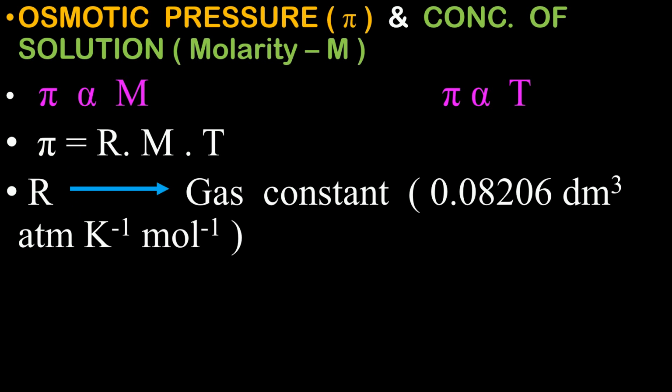Clear with this? Now guys, we all know what is molarity. Molarity is nothing but number of moles of solute divided by volume of the solution. Clear with this? So just replacing the formula of molarity in this equation, we get pi is equals to R as it is, T as it is, M. M is nothing but number of moles of solute divided by the volume of the solution.